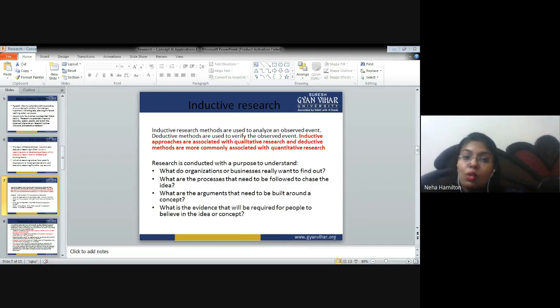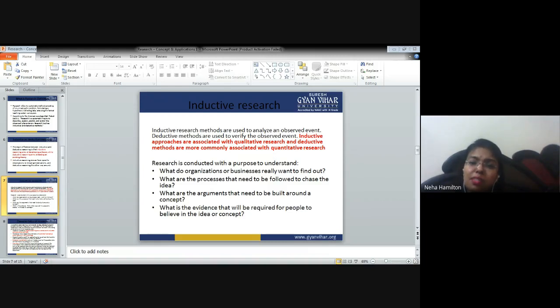Next is what are the processes that need to be followed to chase the idea, right? So different kind of researchers have different methods of performing. So those processes you are going to understand here in research methodology. What are the arguments that need to be built around a concept? See, if we make arguments, we are able to create a clear-cut hypothesis. So arguments are very important part of a research. Through arguments, you can design a very precise and very to the point research problem also, and you will be able to design a concept also.